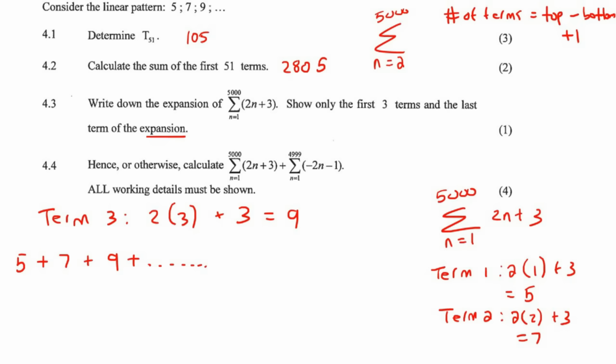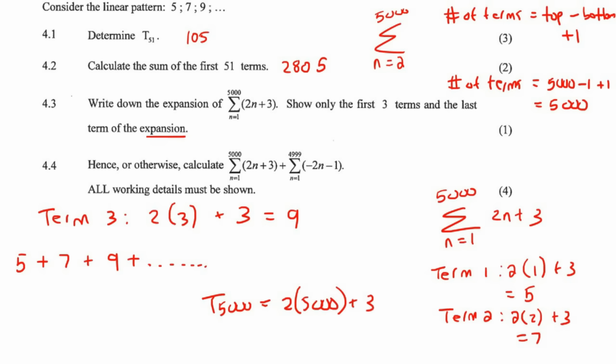So how many terms do we have here? Well, top number minus the bottom number, and then plus 1. So in this case, it's 5,000. But don't always think that it's that number. Okay, look out for that. So there are 5,000 terms. So if I want to know what that 5,000th term is, I'm just going to plug 5,000 into the formula. So term 5,000 is going to be 2 times 5,000 plus 3. And so that's going to give us 10,003. So we can just go 10,003.